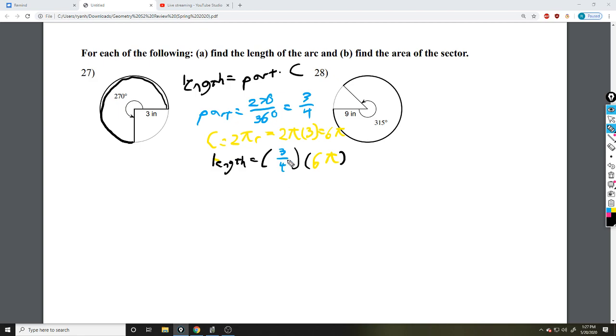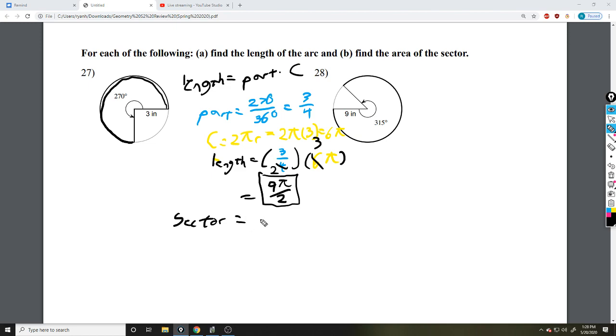Okay, let's see if we can cancel any fractions. Oh, we can. These are both divisible by 2, so 3 on top and 2 on the bottom. So we're going to get 3 times 3 on top is 9 and a pi over 2. There's our arc length.